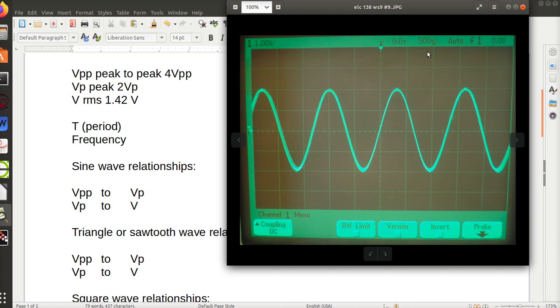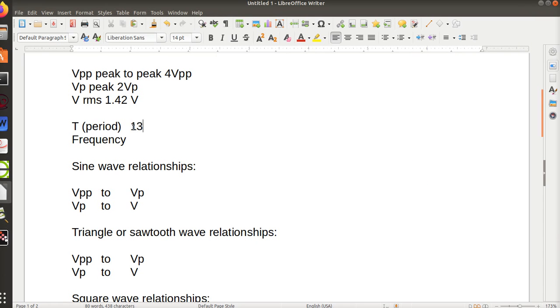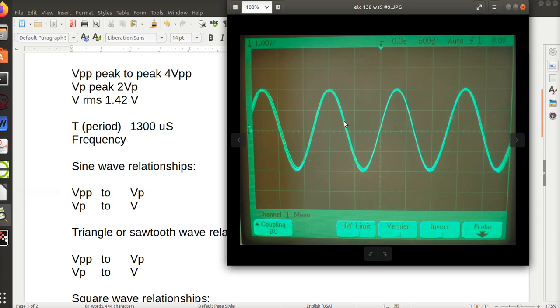Okay, so what is that? That's 1,000, right? 2 squares would be 1,000. 1,100, 1,200, 1,300 microseconds. So my period is now 1,300 microseconds. And I got that just from counting. If I go from this peak to this peak, I get about 2 full squares plus 3. If I go from valley to valley, I get about 2 full squares plus 3. It's really a judgment call.